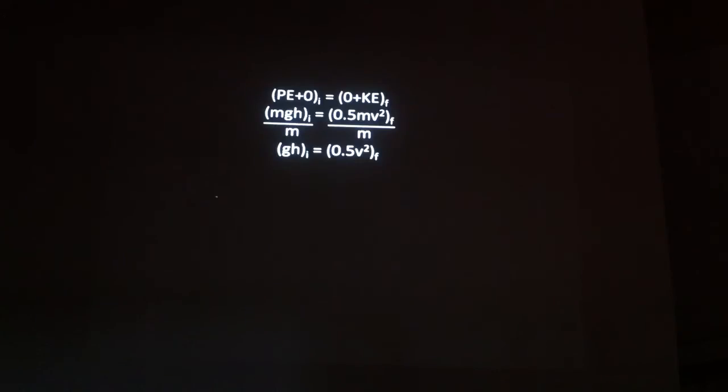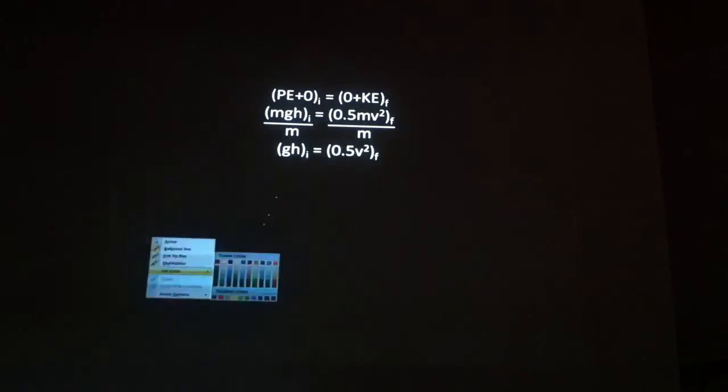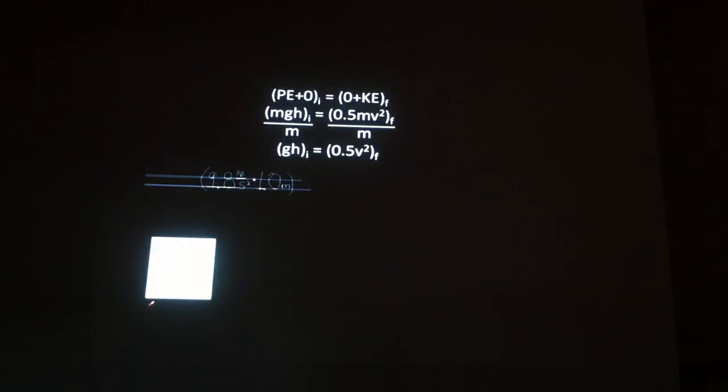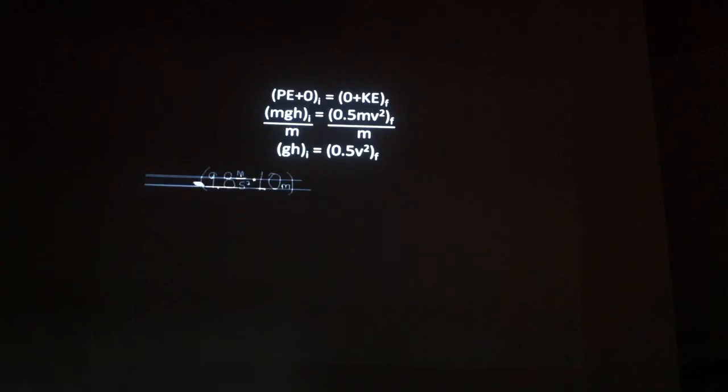So over on the left we're going to have the acceleration due to gravity, which is going to be 9.8 meters per second each second. And we're going to multiply that by the height, which is 1.0 meters. That equals 1/2 of the final velocity squared.